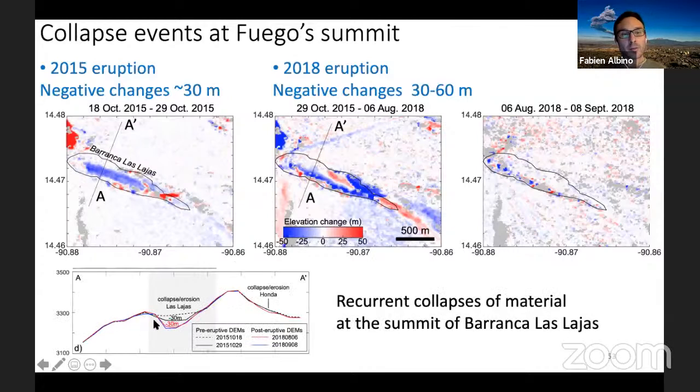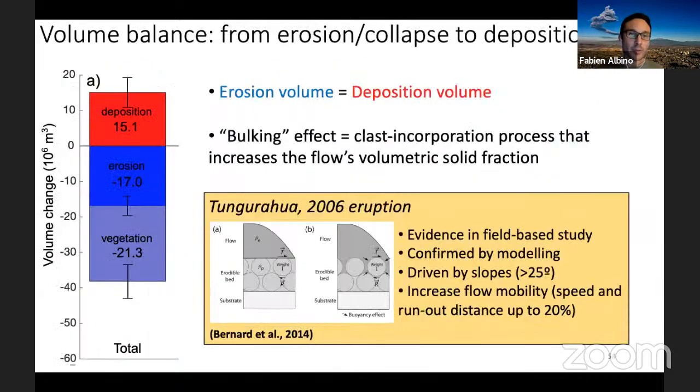And this is what we see when we do the profile along this. We see some recurrent collapse of about 30 meters in this proximal area. So we believe that this is not something that only occurred during the 2018 eruption, but also in the past, even when there is a small eruption that shakes the summit of the volcano.